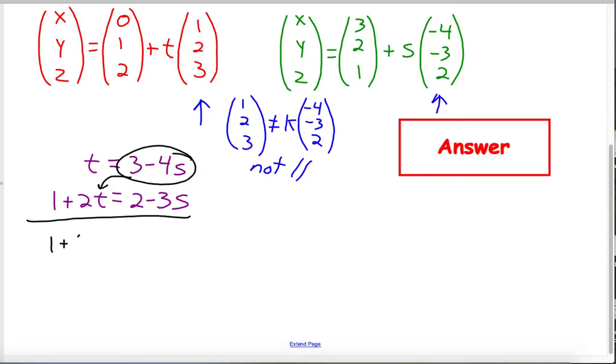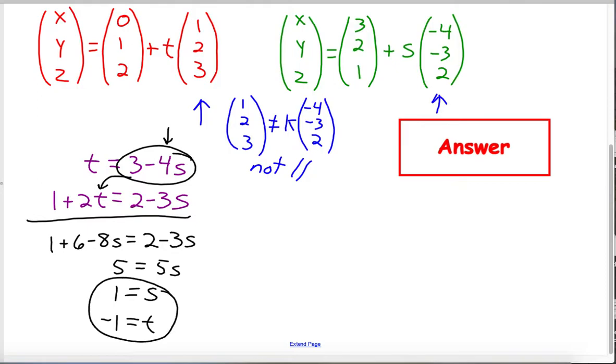And I'm going to get 1 plus, I have to distribute the 2, so 6 minus 8s equals 2 minus 3s. So move that over there, I'll get 5s equals 5. So s is equal to 1. And if s is equal to 1, then t, if I plug s in, I'll use the first equation, plug 1 in for s, 3 minus 4 is negative 1. All right, so that's what I got.